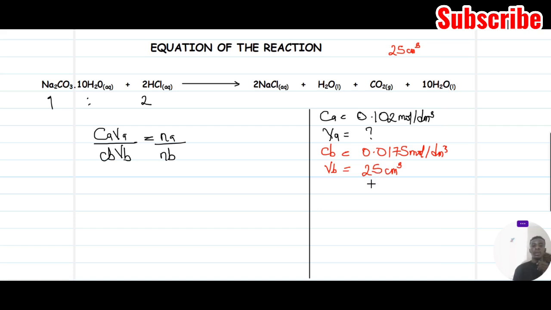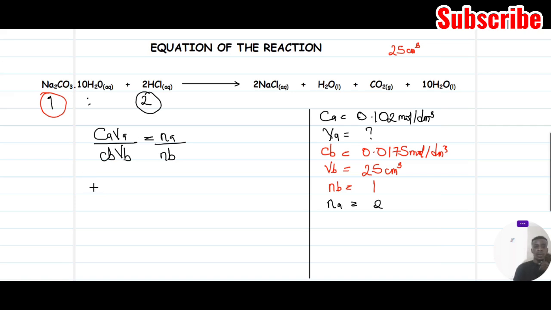All right, but we are using the 25 here. So our Nb is the number of moles of your base, which is this one. You see, the number of moles here is 1, which is what we have here, so it becomes 1. Then our Na, which is the number of moles we have here, is 2. So Na becomes 2. So we substitute into this equation.